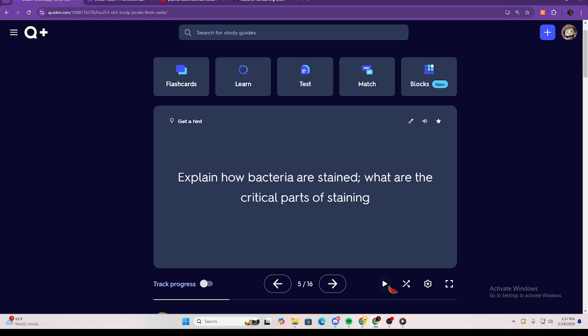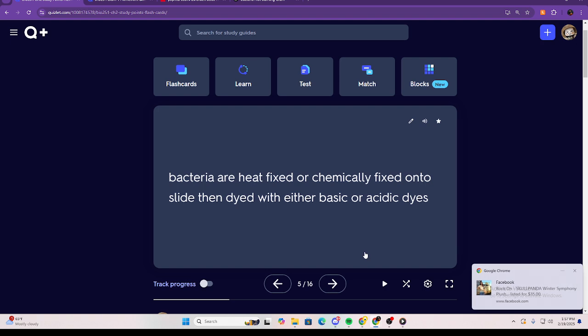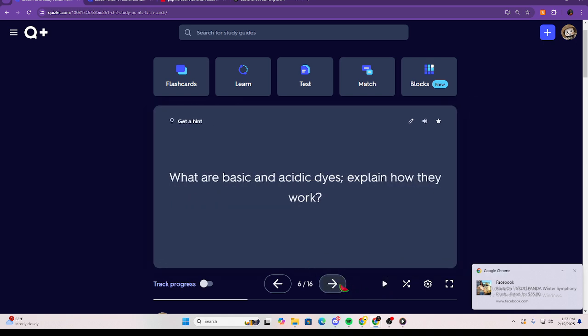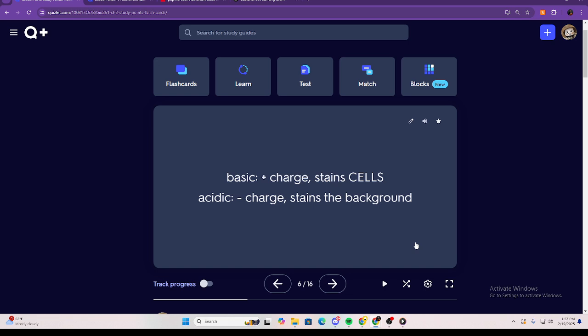Explain how bacteria are stained. What are the critical parts of staining? Bacteria are either heat fixed or chemically fixed onto a slide and then dyed with either basic or acidic dyes. What are basic and acidic dyes, and how do they work? Basic dyes have a positive charge and stain cells. Acidic dyes have a negative charge and stain the background.